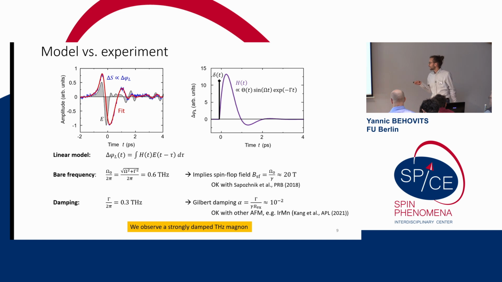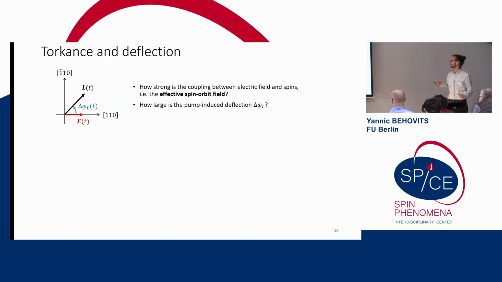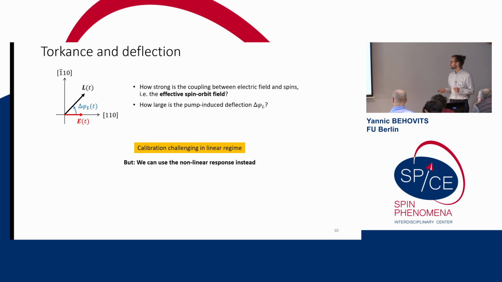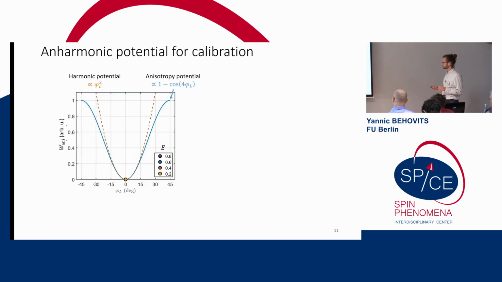Now, we would like to ask another question here, or two questions actually, which I haven't answered. What is the strength now? So we have the electric field driving some spin oscillation, but what is the effective spin orbit field that we get? How strong is this coupling here? And then related to that, how strong is the deflection in the plane? Are we talking 1 degree or more? The calibration of this is quite difficult in the linear regime because you're lacking some essential prefactors to your signals. But we found that the nonlinear response can give us some very nice insights into that. So let me explain to you how this could work.